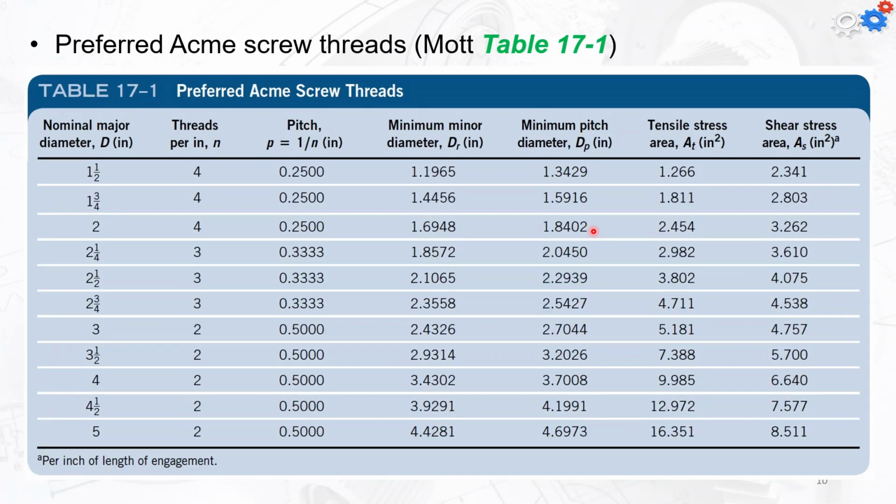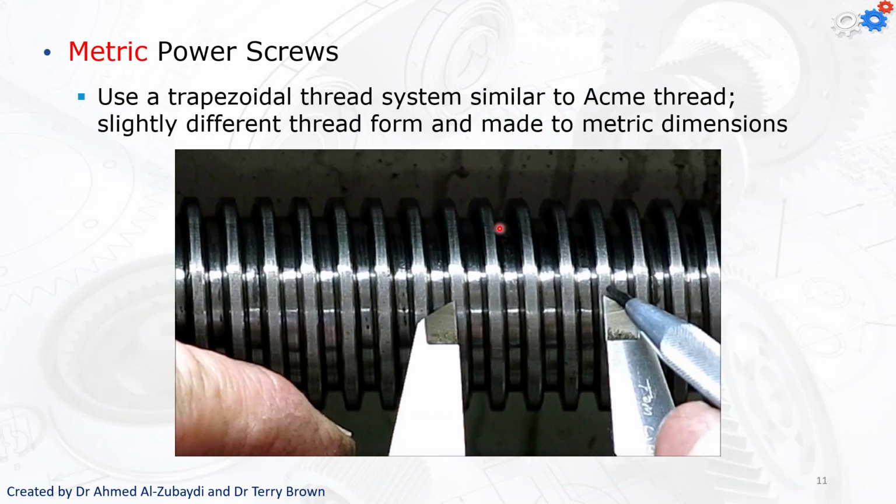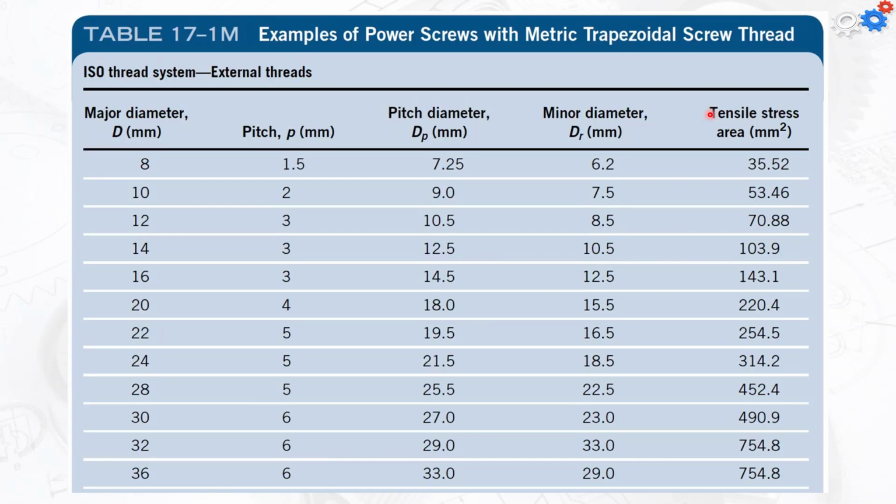Okay, so those are the tables that we need to look up to do our calculations. Just a reminder, metric power screws use a trapezoidal thread similar to the Acme thread, with slightly different dimensions, just so it's in metric. Its characteristics are similar to an Acme thread. And we've got the details of the different sizes of threads and screw threads for that metric trapezoidal screw.